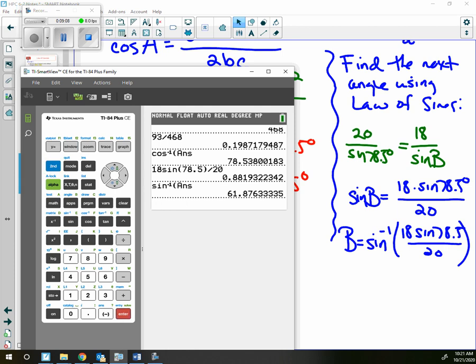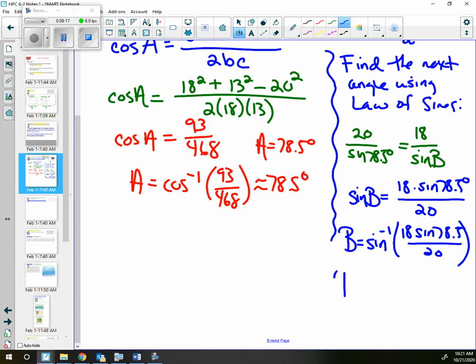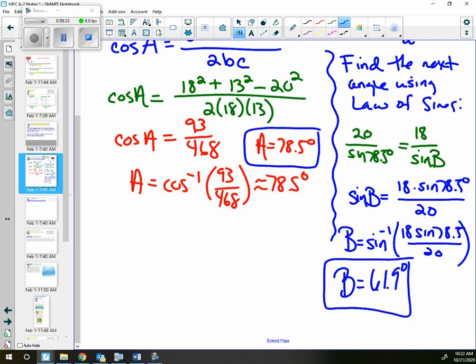I should be coming up with something in the 61.9-ish ballpark. If you use all the decimal points, it might be off again by just a little bit. So inverse sine gives me about 61.9 degrees. So I have my second angle. I know angle A is 78.5, and angle B is 61.9, a little bit less because that side length was a little bit smaller.